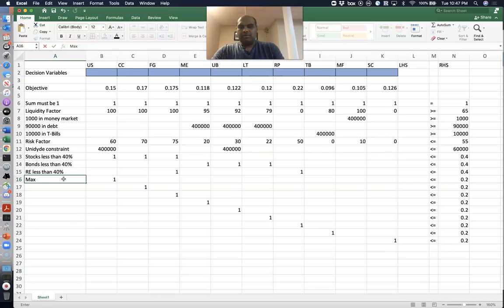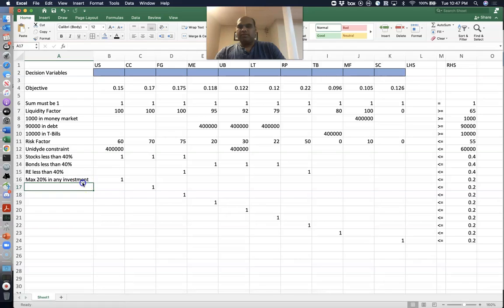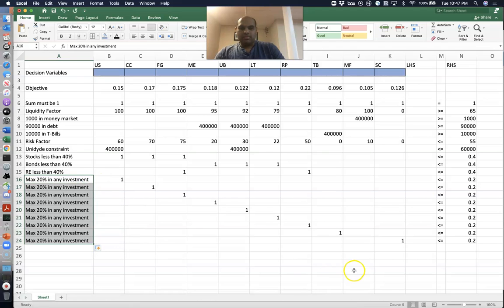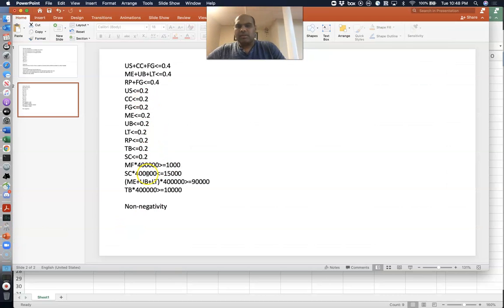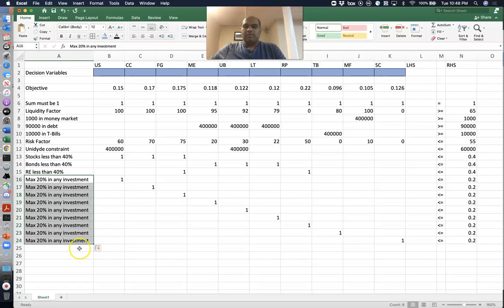Maximum 20% in any investment. So that's the constraint. We have that constraint for every one of them except for the money market fund. That's why I missed them; we didn't write the money market fund. They're all less than 20%. And then we have the saver certificate, which is the other one. We cannot put more than 15% in the saver certificate.